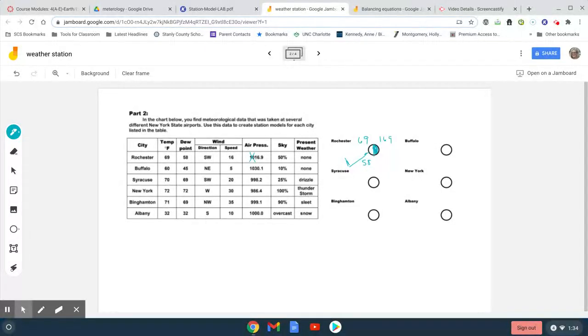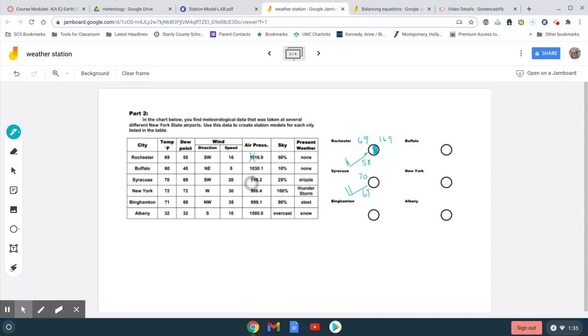You will do Buffalo. I'm going to do Syracuse. Syracuse is also southwest. I'm going to go ahead and draw that. And it's 2 long arrows. I'm going to get that out of the way so I know where to write my numbers. 70 at the top. 69 for the dew point. I've already done the wind.